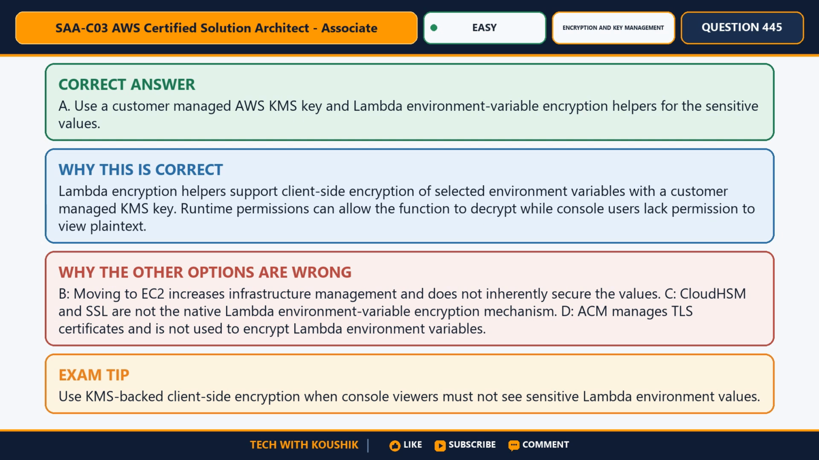Why are the other options not correct? B. Moving to EC2 increases infrastructure management and does not inherently secure the values. C. CloudHSM and SSL are not the native Lambda environment variable encryption mechanism. D. ACM manages TLS certificates and is not used to encrypt Lambda environment variables. Exam tip. Use KMS-backed client-side encryption when console viewers must not see sensitive Lambda environment values.